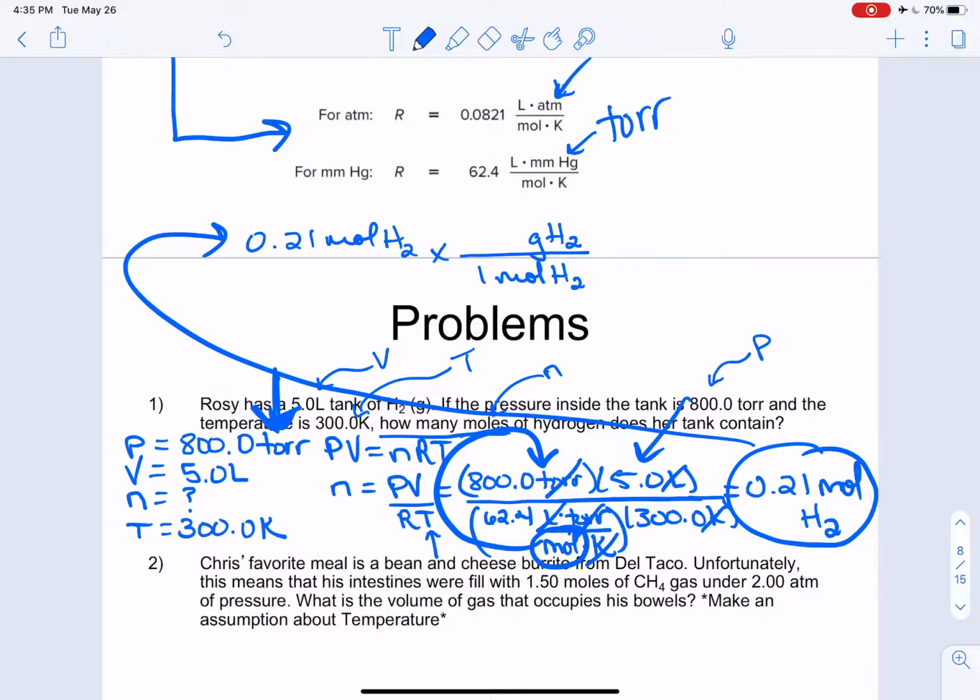And you would look on your periodic table and you would see that each hydrogen weighs 1.008, which is pretty close to 1.01, and we've got 2 of those. So that ends up being 2.02 if we had 1.01 plus 1.01. And the moles of hydrogen cancel out, and you do 0.21 times 2.02, and we would get 0.42 grams of hydrogen. Now the question didn't ask for that, but it's really easy to go to that, so I wanted to show you that.